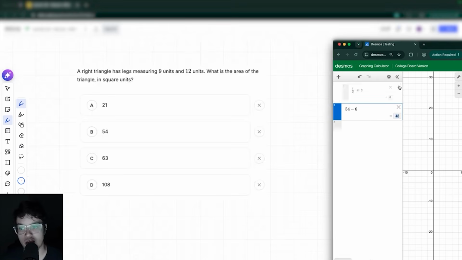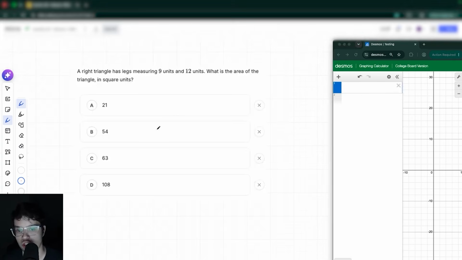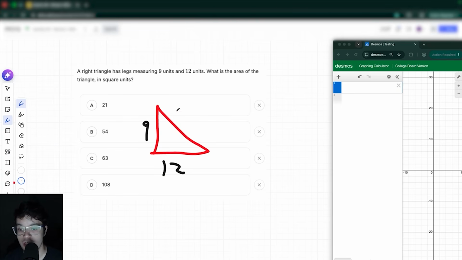Here's a simpler one. A right triangle has legs measuring 9 and 12. What is the area of the triangle in square units? If I draw it, when it says legs, that means this would be 9 and this would be 12. This here would be the hypotenuse because that is the longest side of the triangle. So again, 1/2 times base times height, so 1/2 times 9 times 12. Same answer as the other problem, 54.